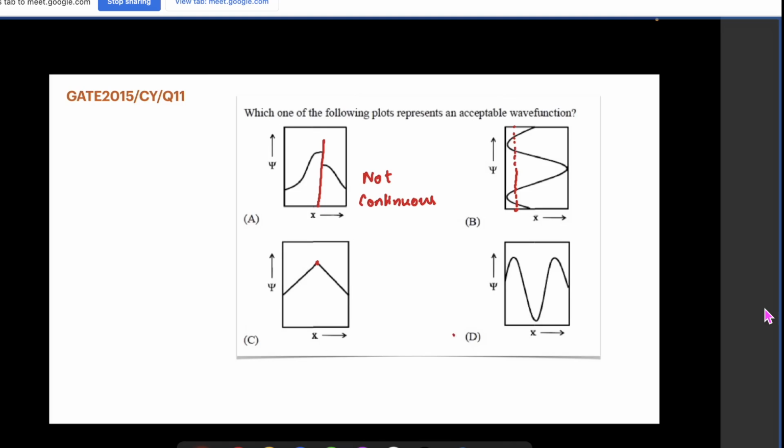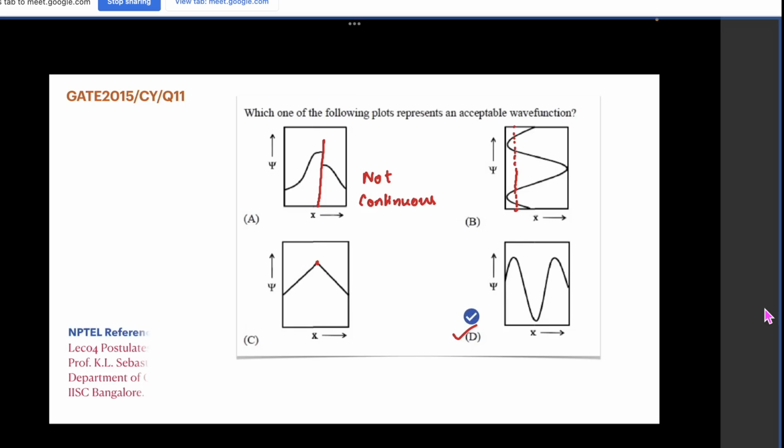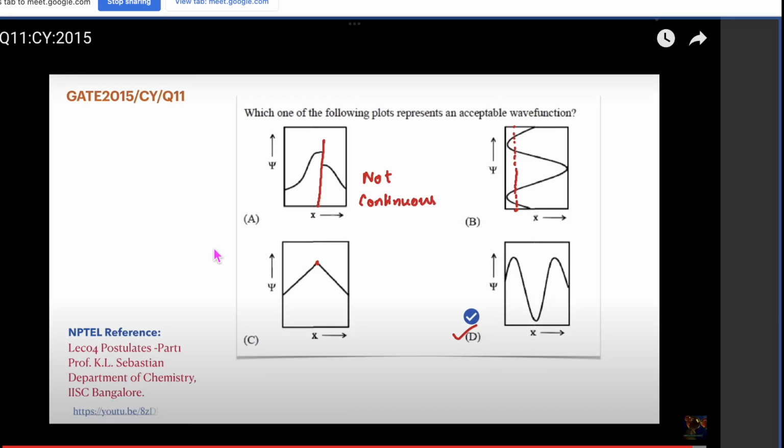For D, you will see that the wave function follows all the conditions, and hence it is the acceptable wave function among all the different options we are given. So this is the correct option. And here I am attaching the NPTEL reference for lecture number 4, Postulates Part 1 by Professor K.S. Sebastian, Department of Chemistry, IISc, Bangalore. Here is the link below. Thank you.